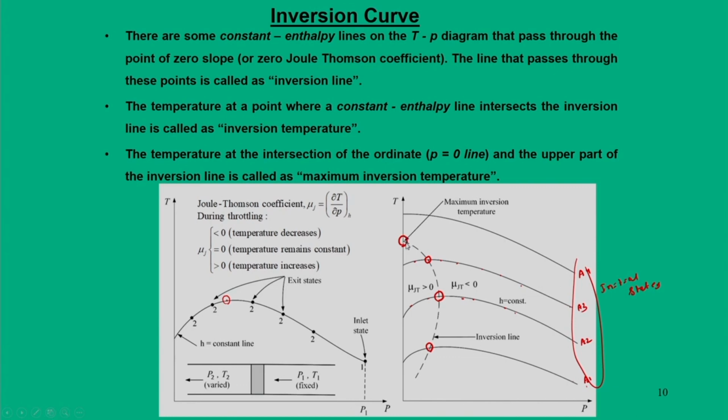Likewise, if we draw a continuous curve joining these points, this line we call the inversion line, and many times also the inversion curve, and this is the line where mu JT is 0. So the temperature at a point where the constant enthalpy line intersects the inversion curve is known as the inversion temperature. Basically, these are constant H lines and they intersect this inversion line at this point, and we call this the inversion temperature. If you drop this particular line onto the temperature axis, we can say these are inversion temperatures.